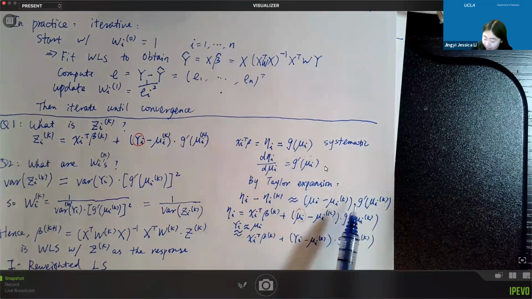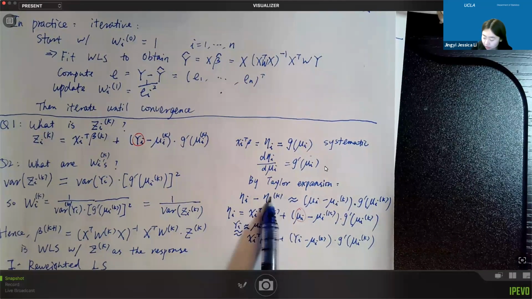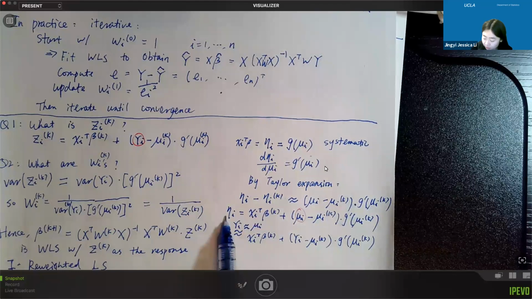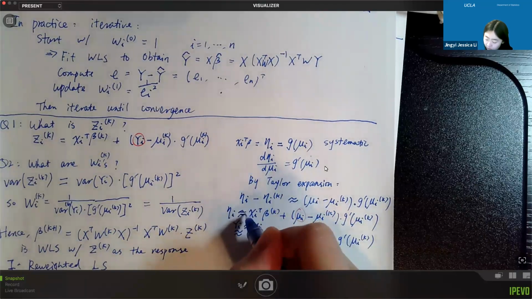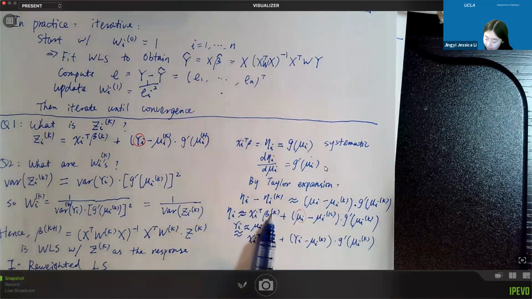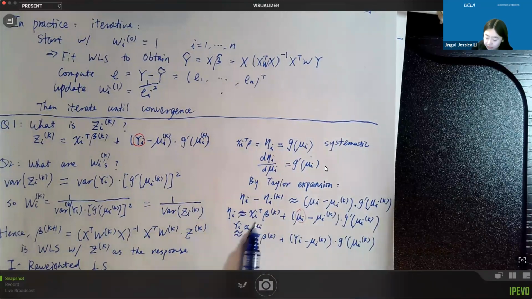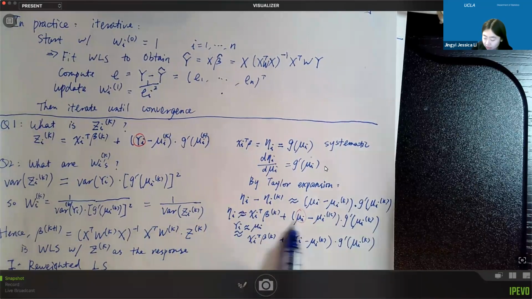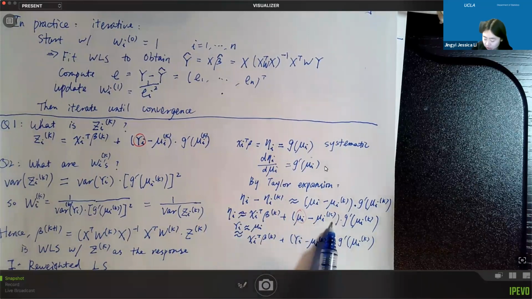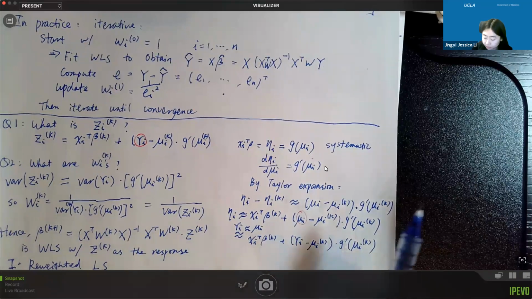Then I can move eta_ik to the right-hand side, and write that eta_i, which is x_i transpose beta, is approximately equal to eta_ik plus this term. So you see, I am basically writing eta_i in an approximate way using mu_i, the current value mu_ik, and the current value of beta_k.